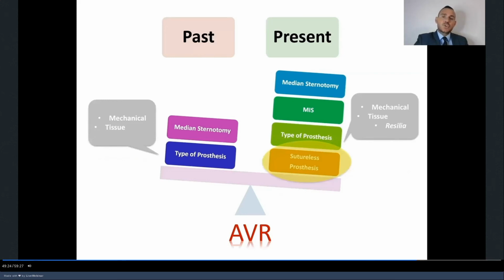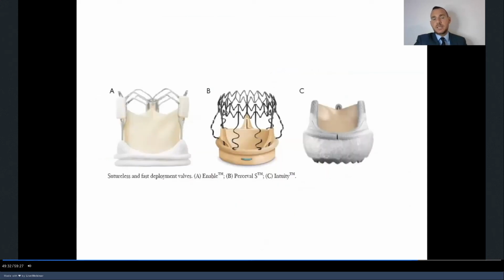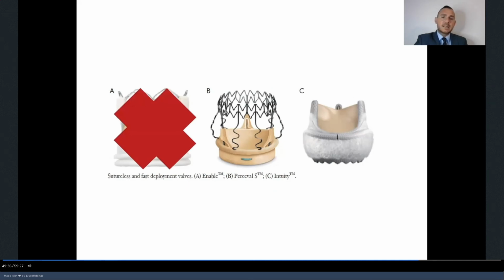The last but not least aspect of the current surgical valve replacement is represented by the sutureless prosthesis. The Enable valve is not anymore on the market. The two main prostheses are the Percival and the Intuity Elite. Actually, this picture shows the old Intuity valve, which was restyled in 2014, and the new Intuity Elite has basically a slightly different anchoring stenting.